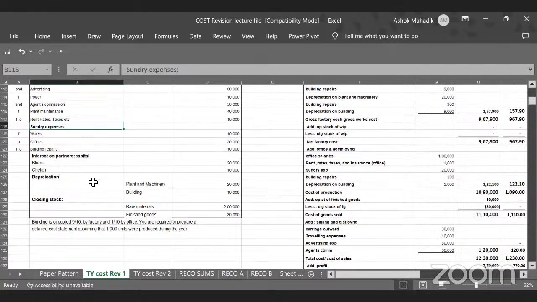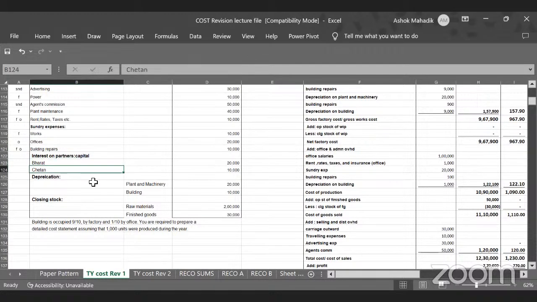Okay. Central expenses, works. Works indicates factory. Remember this. Works indicates factory. So we'll go to factory. There you will write sundry expenses in factory. Again in office you will write sundry expenses. Okay. Building repairs again 9:1 will be the ratio.